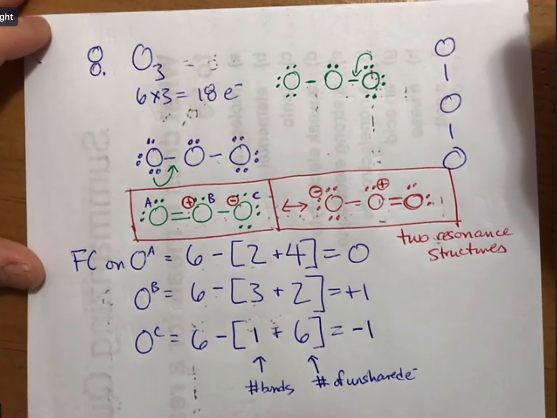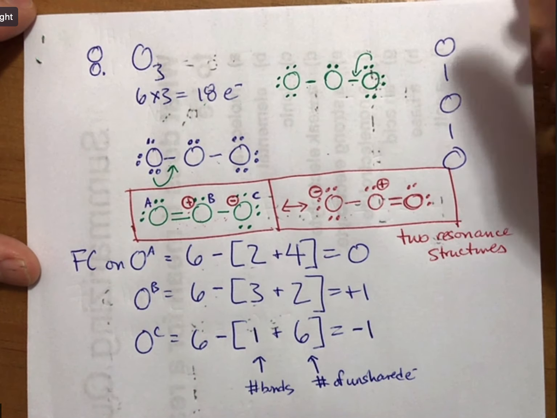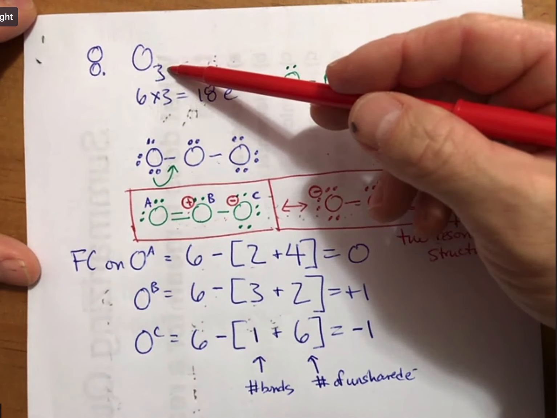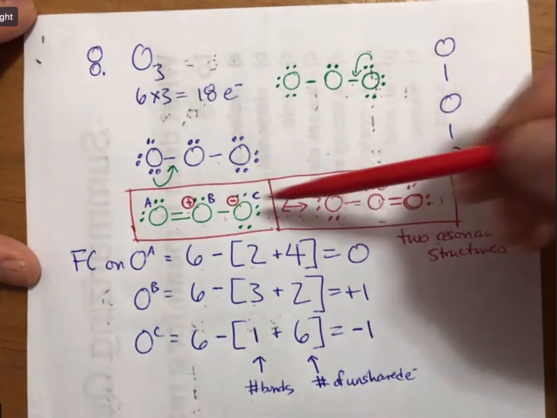And on your third exam, when it asks a question about how many resonance structures there are, if you get O3, you'll do the work, you'll get this, and you'll say there are 2 resonance structures.